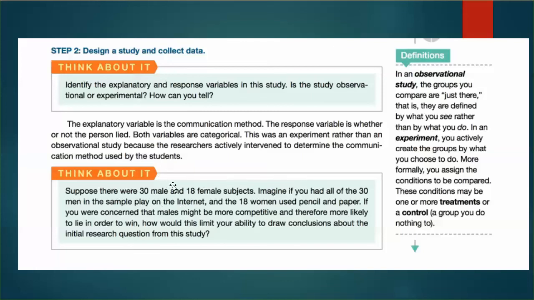You could also just take all 48 and randomly assign them to both, and probably by chance you'd get a similar makeup in both, but maybe not.